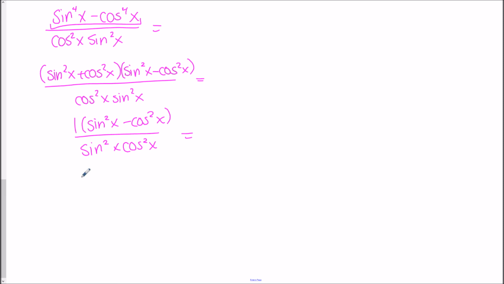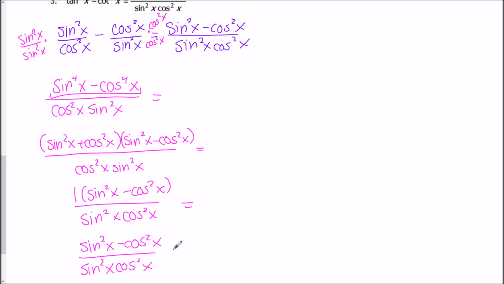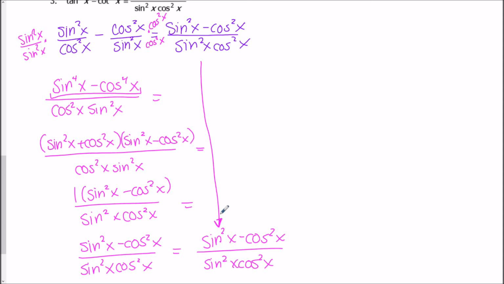So then 1 times any number is the same number, so sine squared x minus cosine squared x all over sine squared x cosine squared x, and that's exactly what we have right here. So I can say equals sine squared x minus cosine squared x all over sine squared x cosine squared x. I'm just going to bring down an arrow to show that those are the same for every single line, and I've proven it, so I'm good to go.